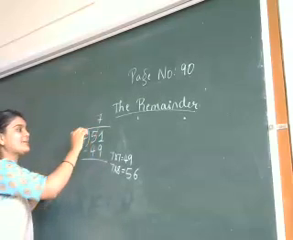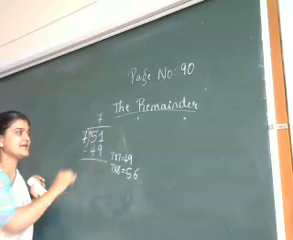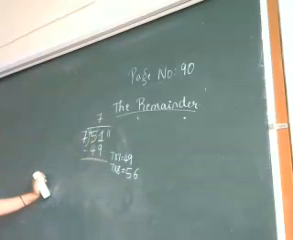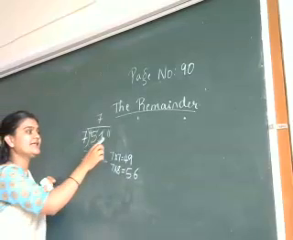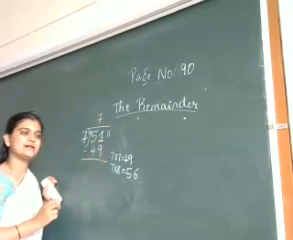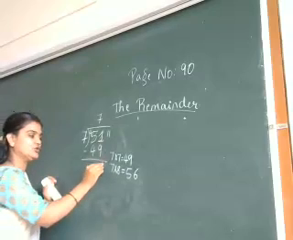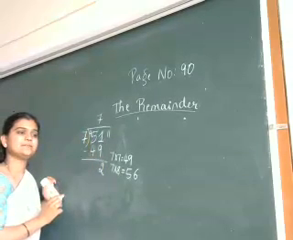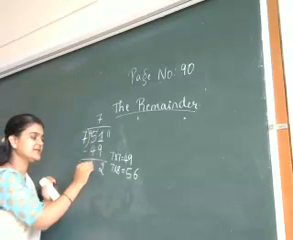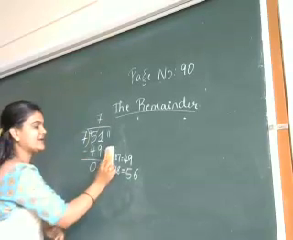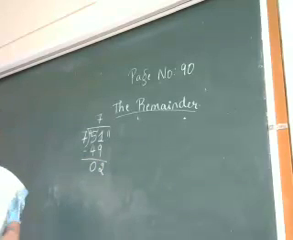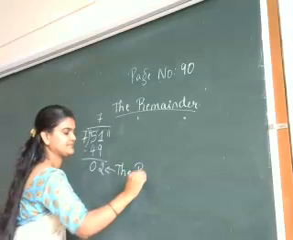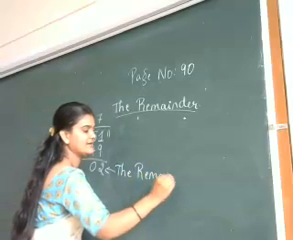5 tens will now become 4 tens. And the 1 will now become 11 ones. Okay, now subtract 9 ones from 11 ones. How much will you get? 2. Very good. 4 minus 4 is? 0. So tell me, what is the remainder? 2. Yes. 2 is the remainder.